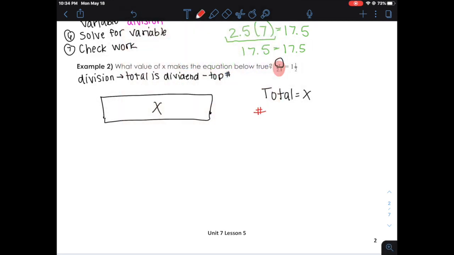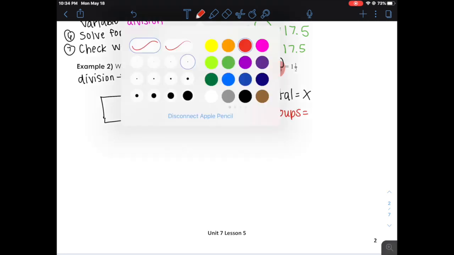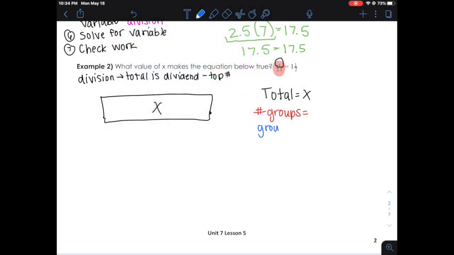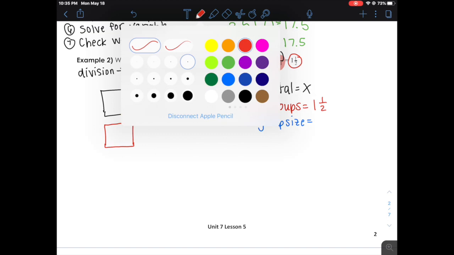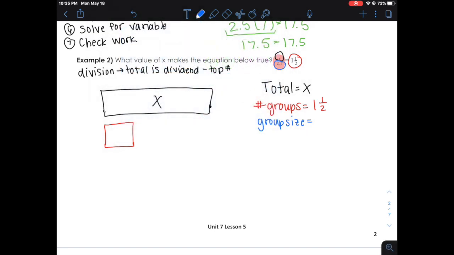Okay, we're going to do number of groups. And then we're going to do group size. So the easiest thing to draw for our groups is a representation of 1.5. Okay, so we are going to want our number of groups to be 1.5. So that would mean that our leftover, which is 2.1, is going to be our group size. Okay, so we draw one box over here, and we label that 2.1, because that's what one group size is.